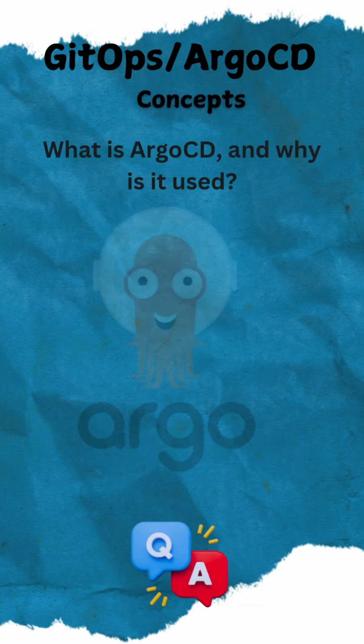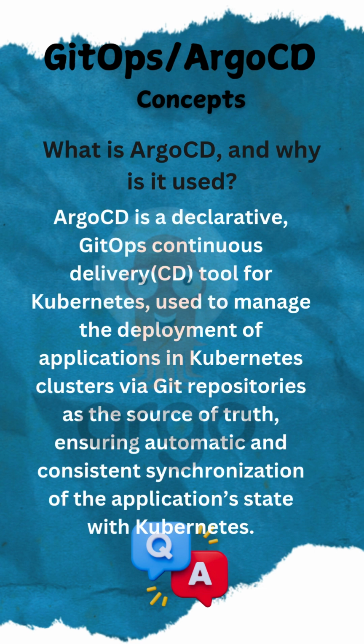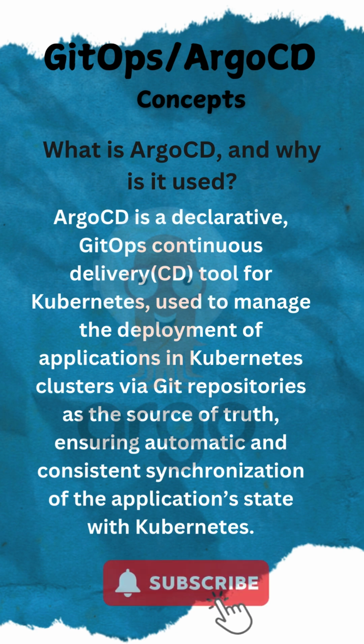What is ArgoCD, and why is it used? ArgoCD is a declarative, GitOps continuous delivery CD tool for Kubernetes, used to manage the deployment of applications in Kubernetes clusters via Git repositories as the source of truth, ensuring automatic and consistent synchronization of the application state with Kubernetes.